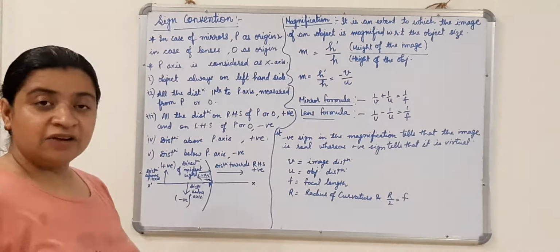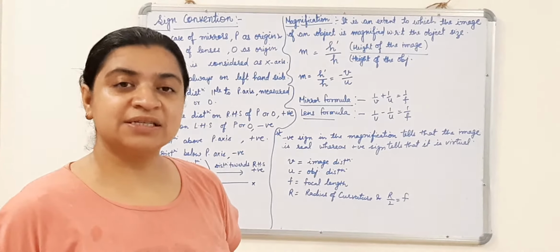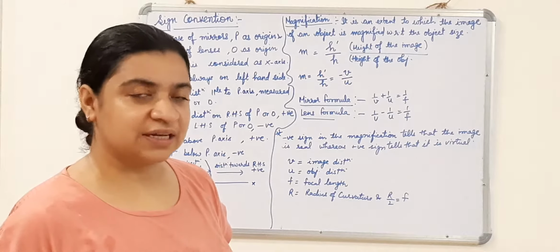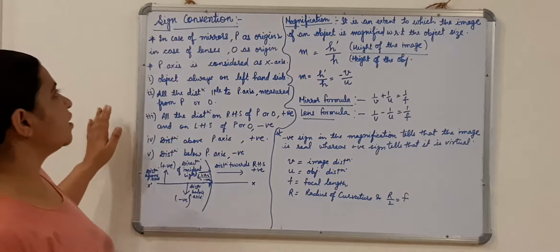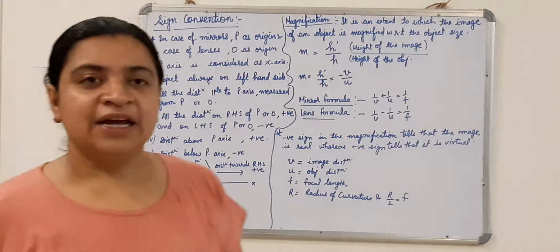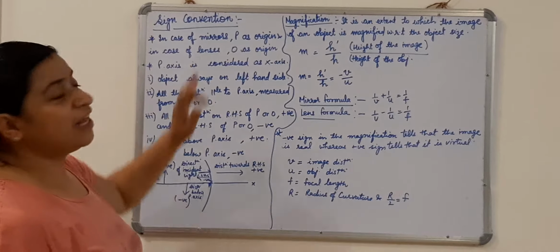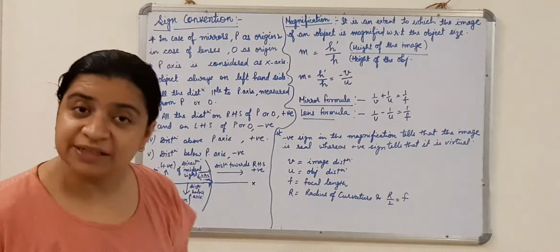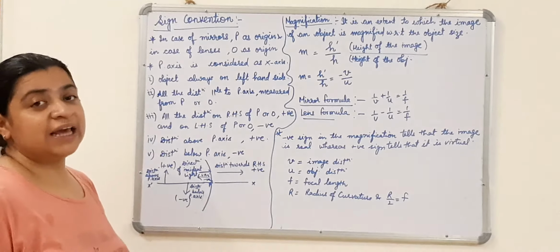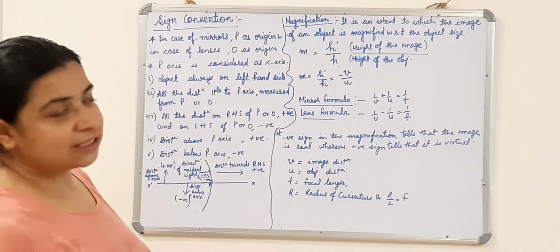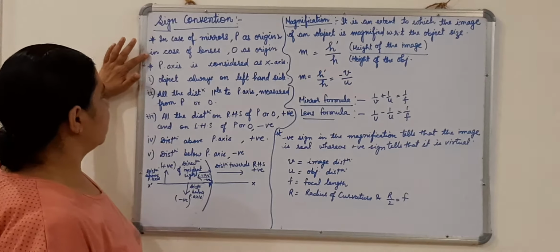So sign convention basically for mirrors and lenses is the same, only there is a little difference that I'll let you know, rest everything is same. So let's start sign convention. In case of mirrors, P will be taken as the origin, P is the pole, and in case of lenses, we'll take O, that is optical center, as the origin.